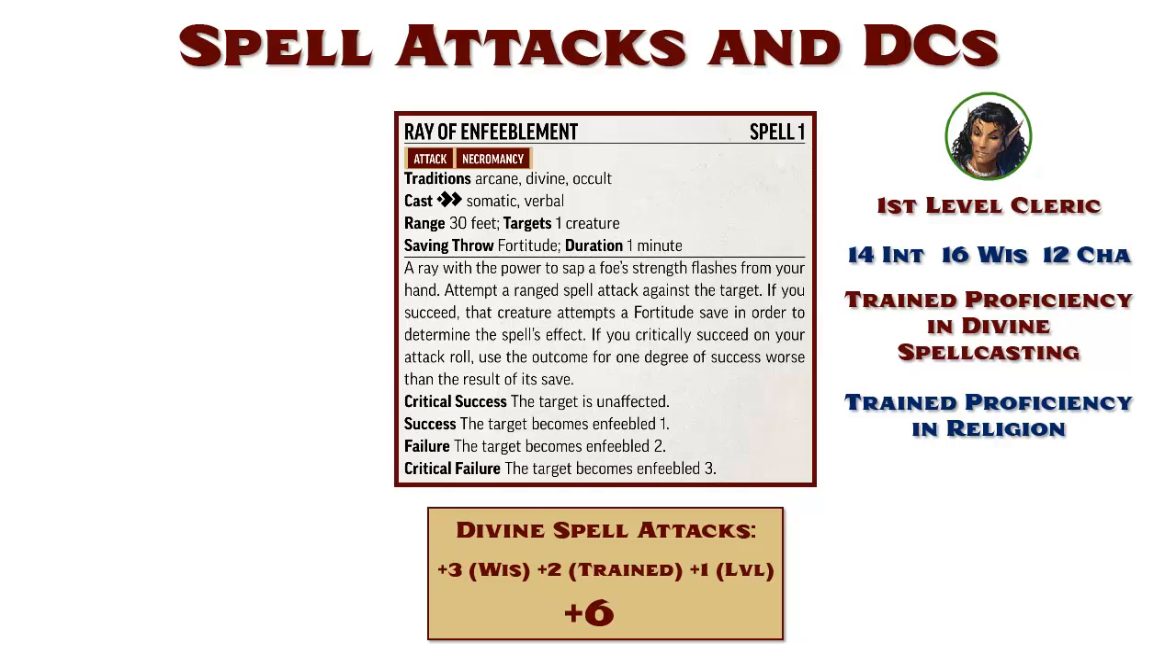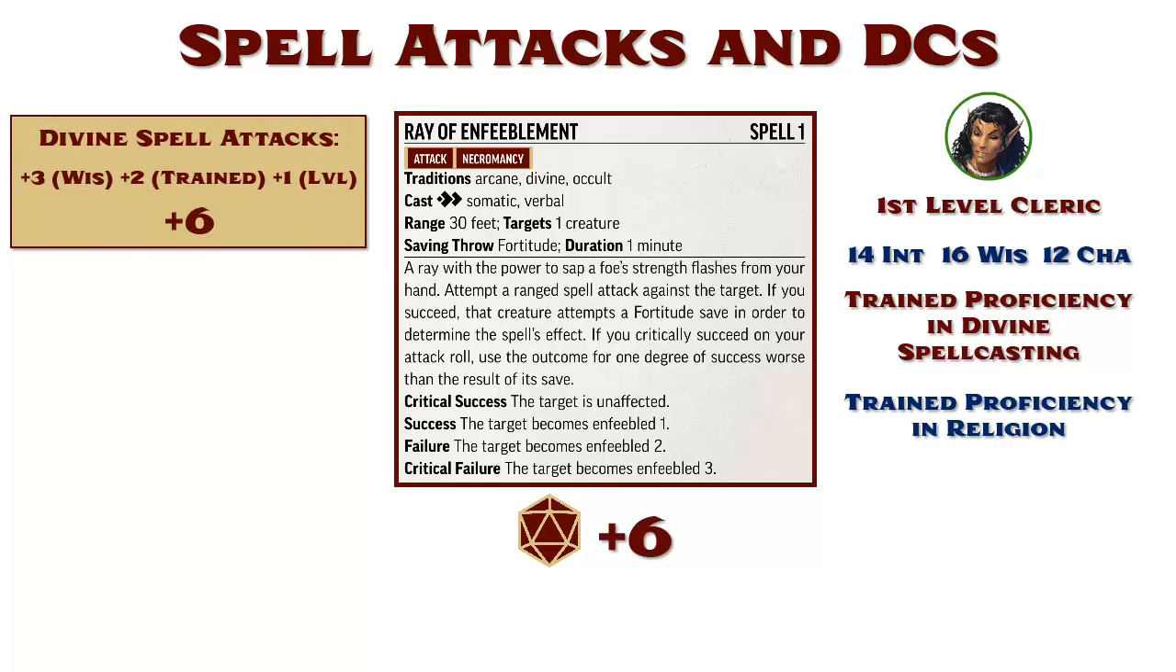When he casts the spell, he makes a ranged attack roll, 1d20 plus 6, and that total is compared to the Goblin's armor class of 17. We'll say he rolls 11 on the die for a total of 17, which is just enough to hit the Goblin. The spell's description says that on a success, the target must make a Fortitude saving throw.